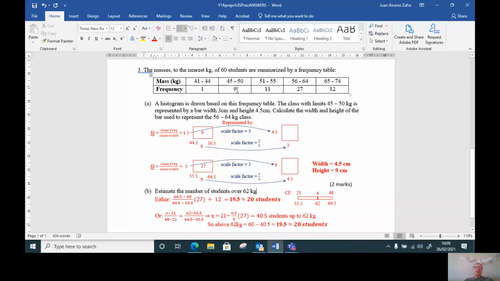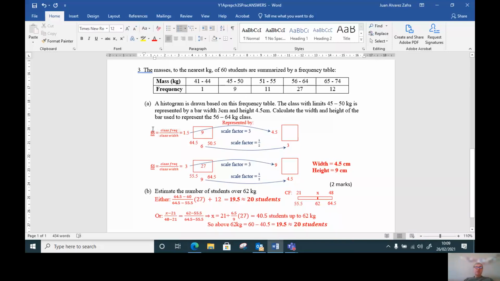If we look at the 45 to 50, the first thing to realize is the boundaries of that bar are not 45 to 50. Those would leave a gap because it's the nearest kilogram. The 45 to 50 actually represents 44.5 to 50.5. So the class interval that you draw for a bar in the histogram would be 44.5 to 50.5, and note that the class width is 6, not 5, as you might imagine from 45 to 50.